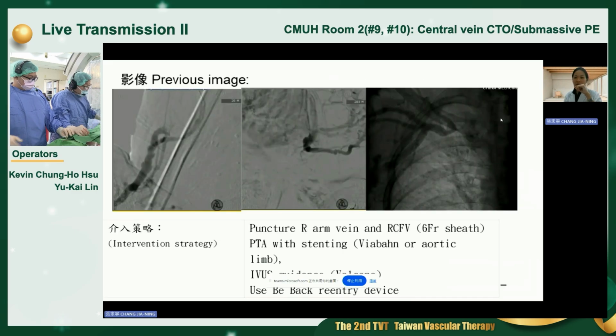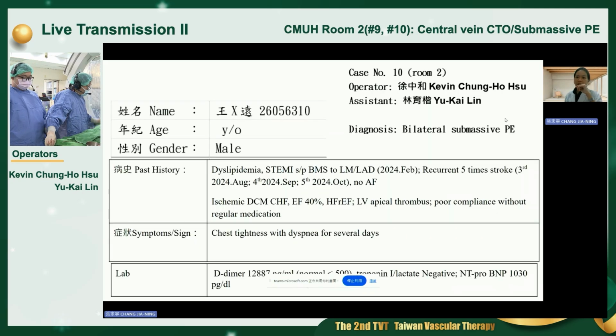Here is the angiography. Here we can see there is a central vein stenosis and no more flow towards the innominate vein. Our strategy will be PTA and stenting of the stenotic area, and maybe we will use the BBAC reentry device and IVUS assistance. And you will give us the room 1 case presentation.